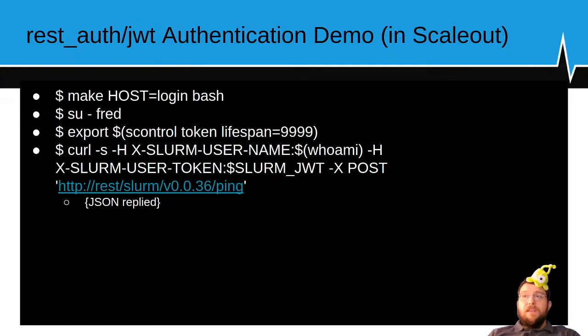We start with an example of using JSON Web Tokens only and not an authentication proxy. We connect to the login node and become a test user named Fred. Fred then requests a JSON Web Token from the Slurm controller using the scontrol token command. We export the token directly into our shell environment for simplicity. Next, we'll use 2 headers to pass our username and token using curl to talk to Slurm REST.